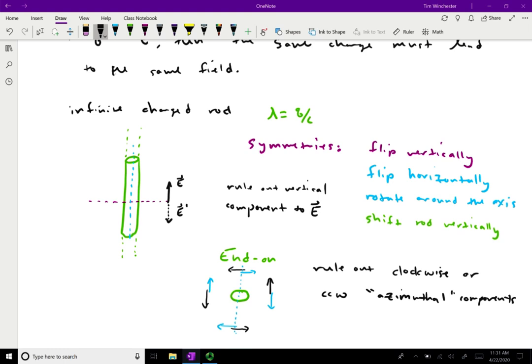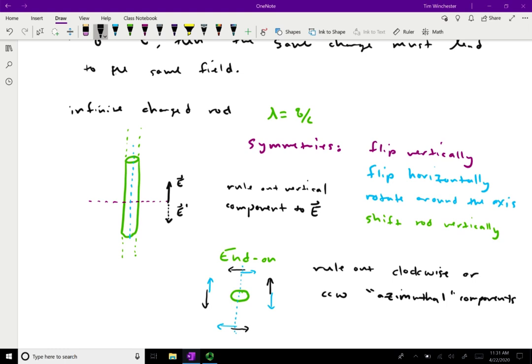Okay, so what that leaves is only radial components. We've ruled out vertical components, we've ruled out azimuthal components, and all that's left is electric fields that point directly towards or away from the rod. And if we assume that the rod is positively charged, then we'll know they'll point directly away. Okay, so that's pretty good.